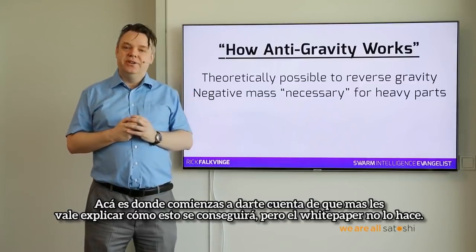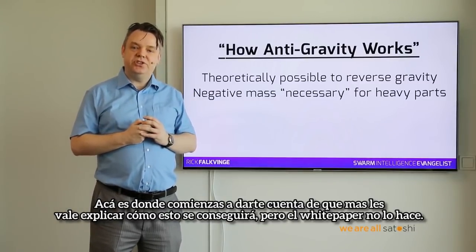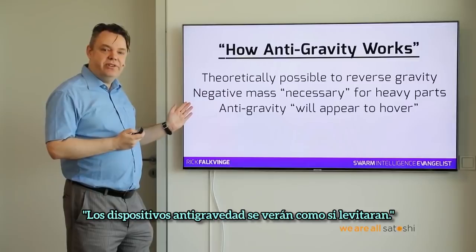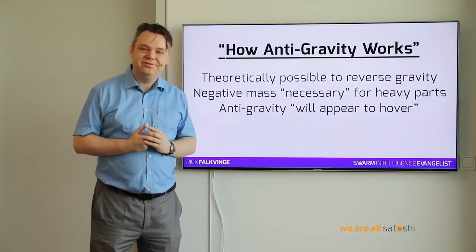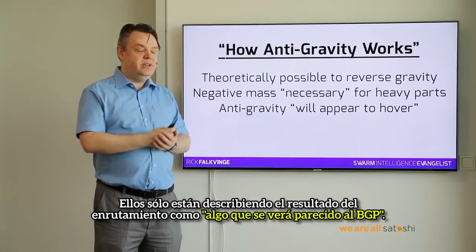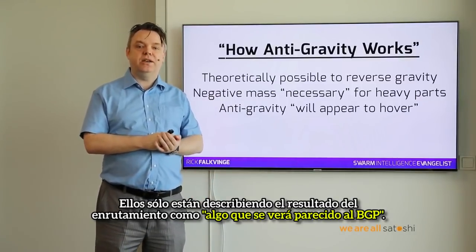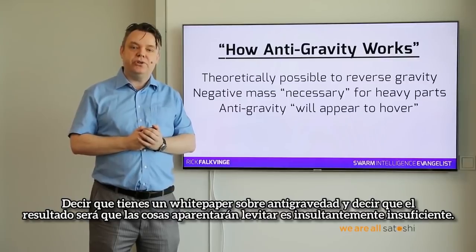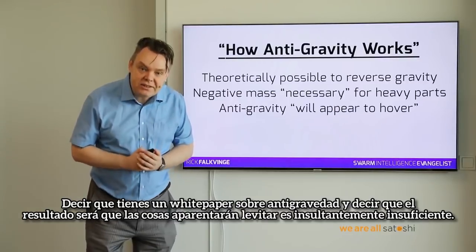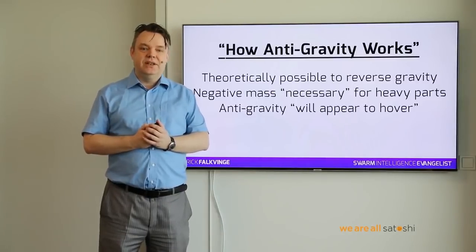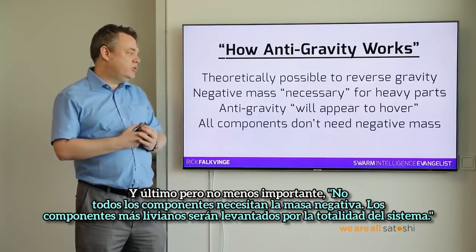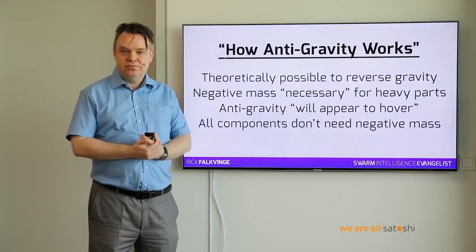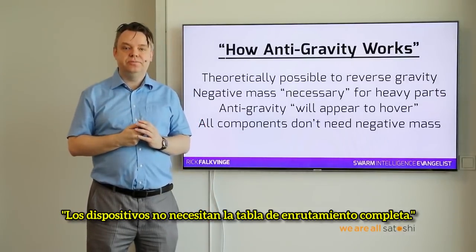This is when you start realizing that you had better start explaining how this is going to be achieved. But the white paper doesn't. Anti-gravity devices will appear to hover. They are just describing the routing result as might look something like BGP. Saying that you have an anti-gravity white paper and saying that the result will appear to hover is insultingly insufficient. And last but not least, all components don't need the negative mass. Lighter components can be carried by the system as a whole. All devices don't need the full routing table.